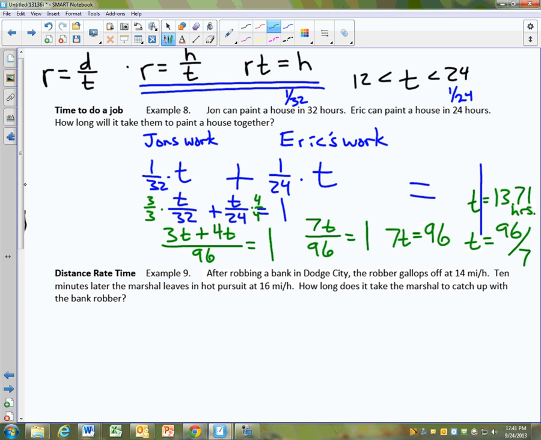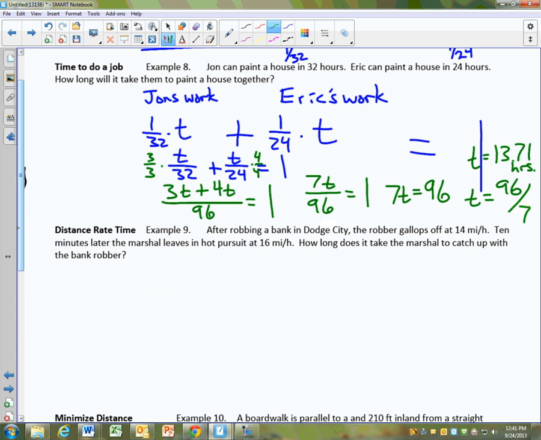Now, I didn't show this to last hour, but I want to do one more thing here, okay? Because I think it's important that you find this out. If the time is 13.71, we should be able to plug it back in and make it work. Now, I'm not going to do all that, but can somebody on your calculator take 13.71 and divide it by 32? What do you get? 13.71 divided by 32. 0.428? So 42.8% of the work is done by John. Now take 13.71 and divide it by 24.